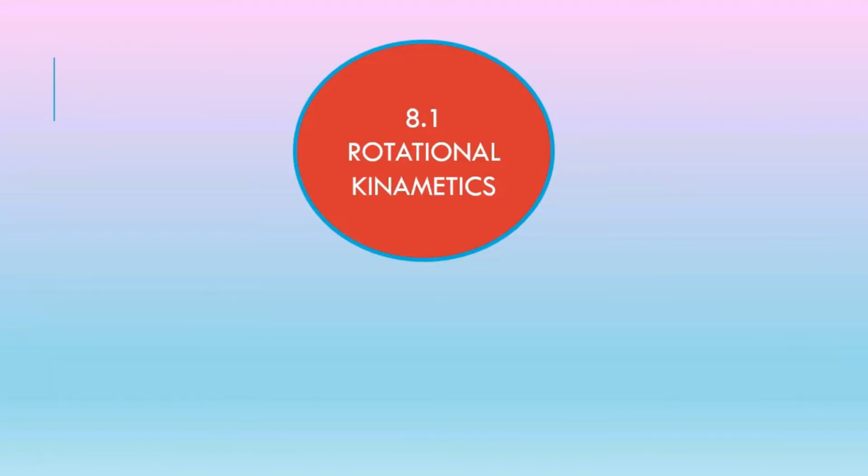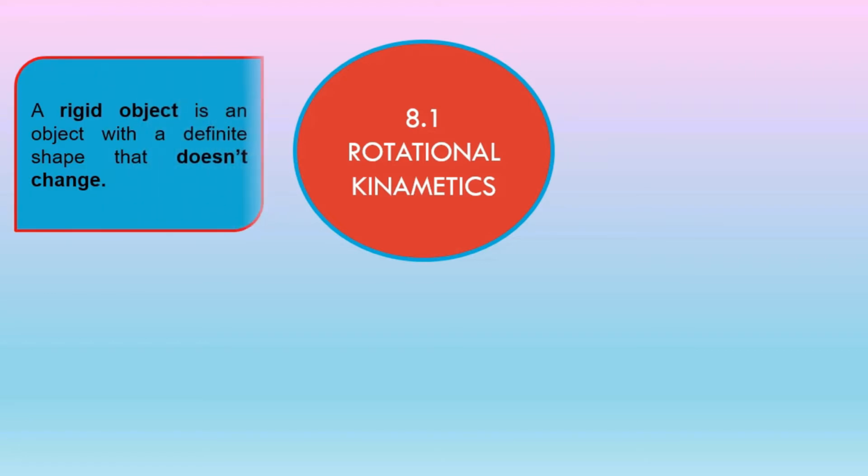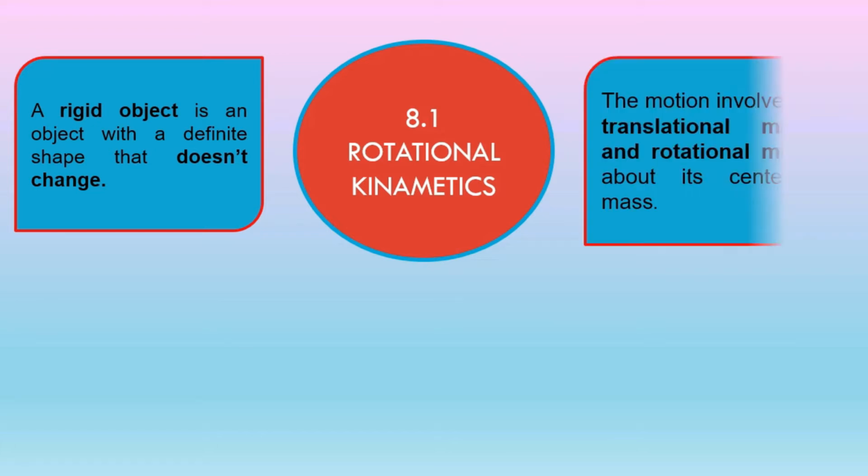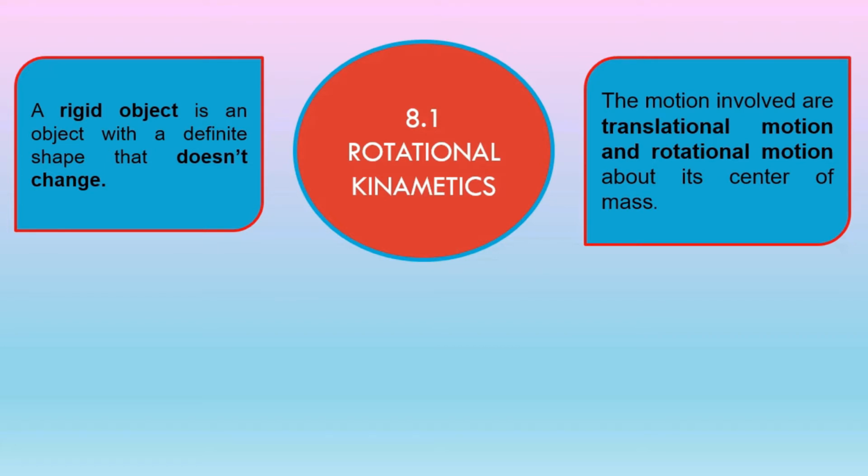Today we are going to learn about rotational motion of a rigid body. Okay, we start with rotational kinematics. A rigid object is an object with a definite shape that doesn't change. The motion involves a translational motion and rotational motion about its center of mass.